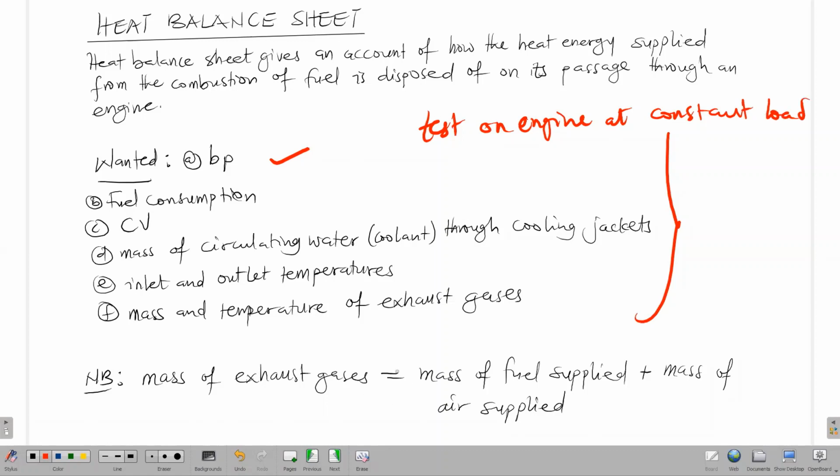then we will be able to draw up a heat balance sheet, which is basically an account of how the heat energy supply from the fuel through combustion is being used or gotten rid of on its passage through an engine. Remember that the mass of the exhaust gases is equal to the mass of fuel supplied plus the mass of the air supplied.